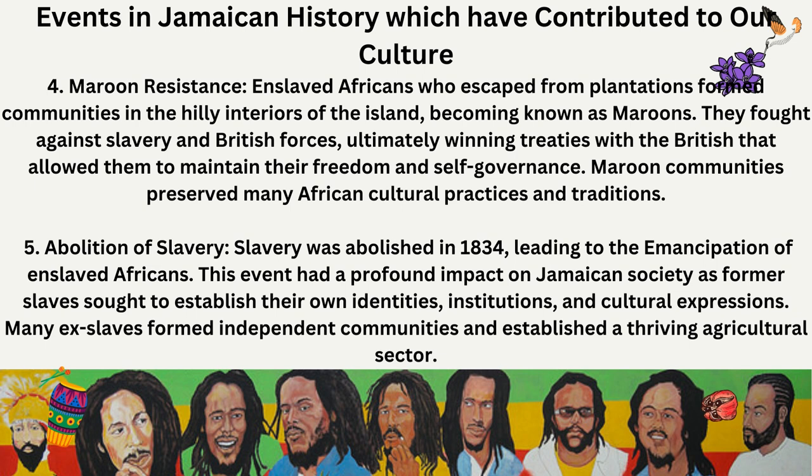Number 5. Abolition of slavery. Slavery was abolished in 1834, leading to the emancipation of enslaved Africans. This event had a profound impact on Jamaican society, as former slaves sought to establish their own identities, institutions, and cultural expressions. Many ex-slaves formed independent communities and established a thriving agricultural sector.